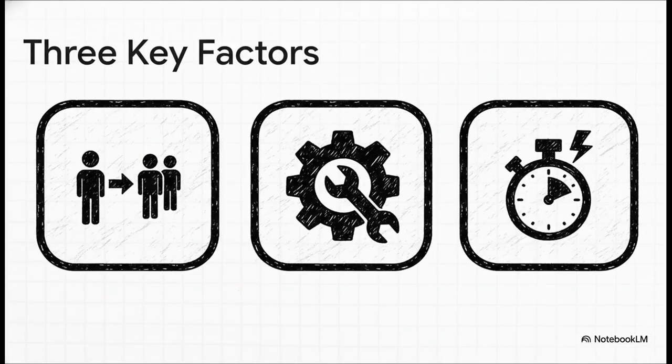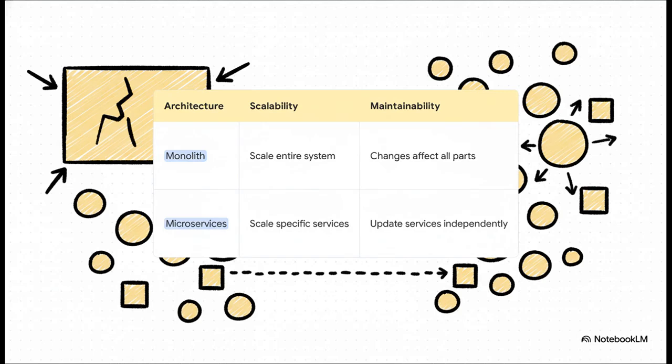And when software architects are making this big decision, they're usually juggling three key things. First, scalability. Can this thing handle 1 million users tomorrow if we suddenly go viral? Second, maintainability. Can we add a new feature without breaking the whole system? And third, performance. Is it fast? Is it responsive? And this table here really sums up the big trade-off perfectly.